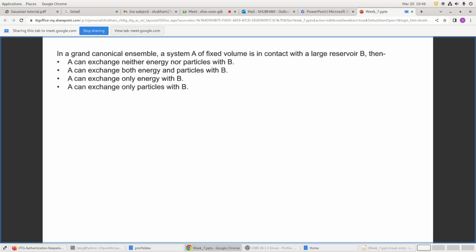In the grand canonical ensemble, a system A of fixed volume is in contact with a large reservoir B. System A and system B. Then A can exchange neither energy nor particles. So it is saying that energy change ΔE is not equal to 0, and ΔN is not equal to 0, first part.